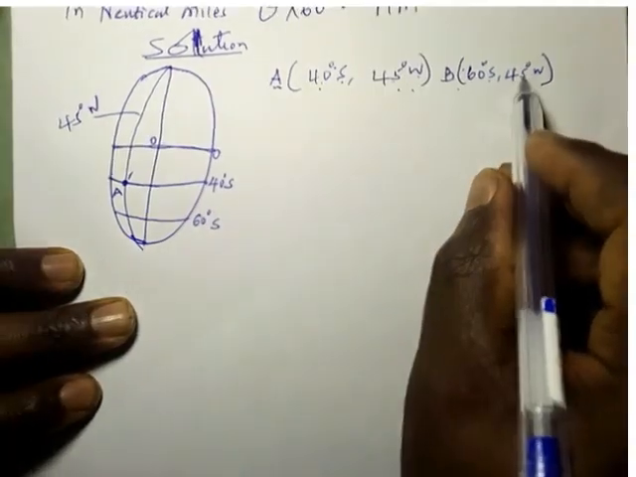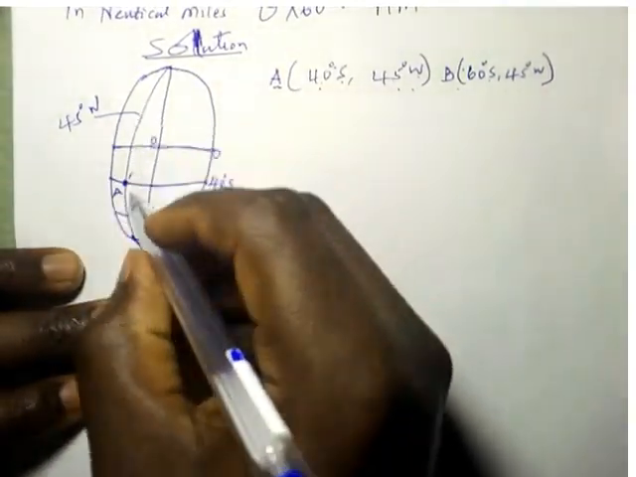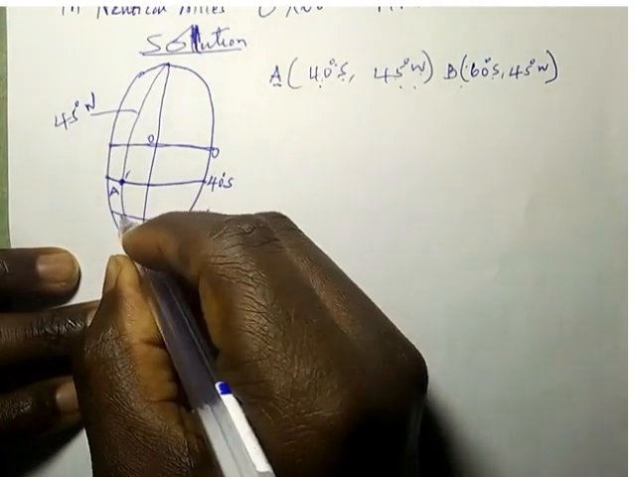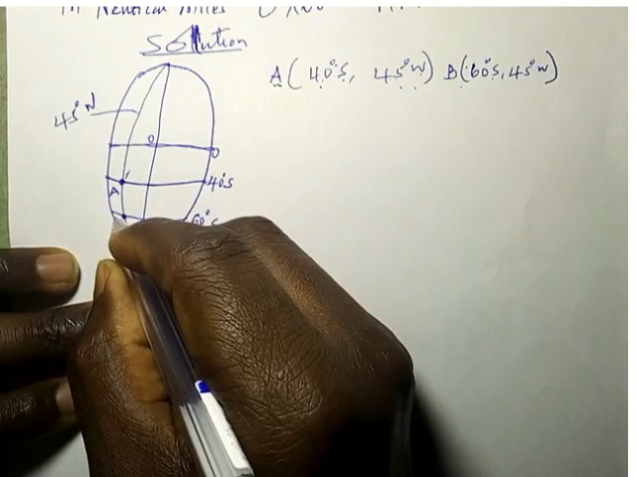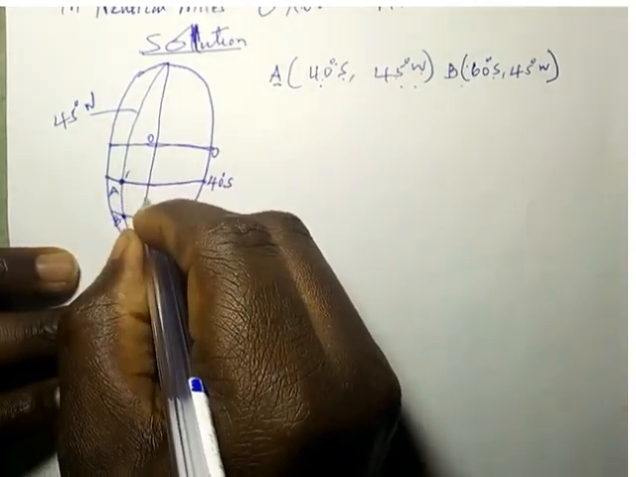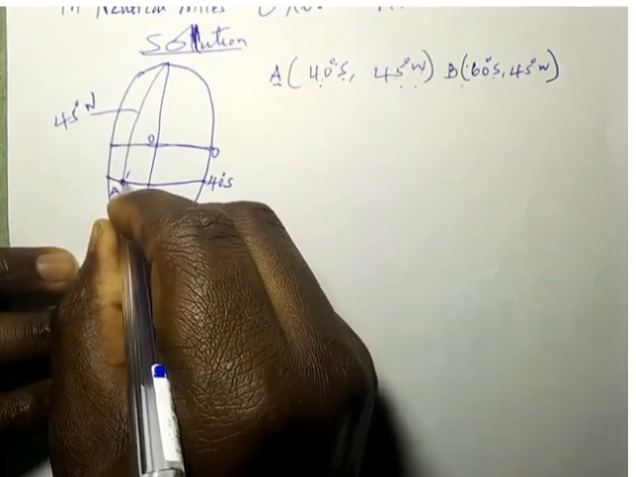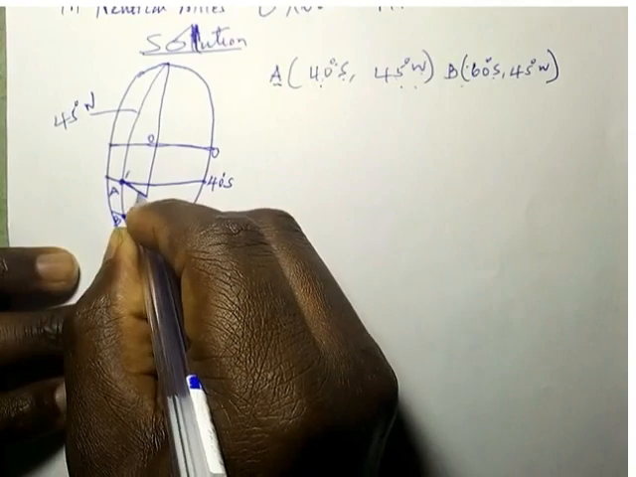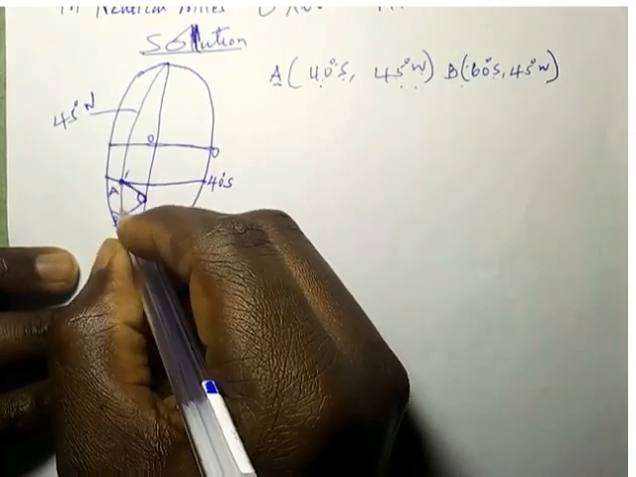But they are on the same longitude, 45. So it means the point is here, right? So this is point B. So the center of this is here, so it will form this as the center. So what we want to calculate is the distance AB.